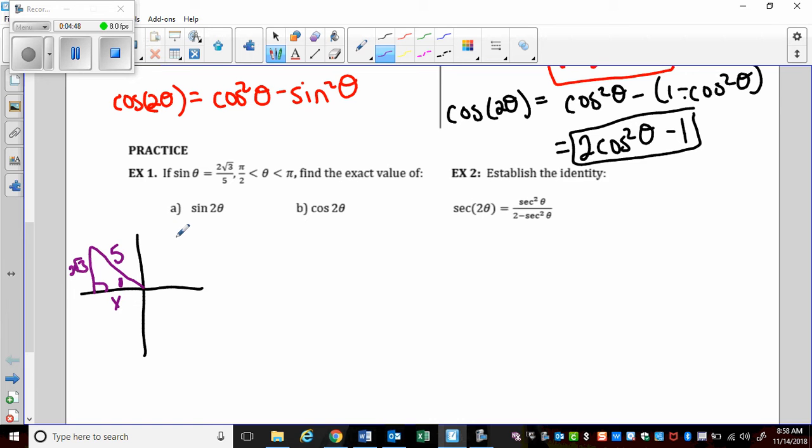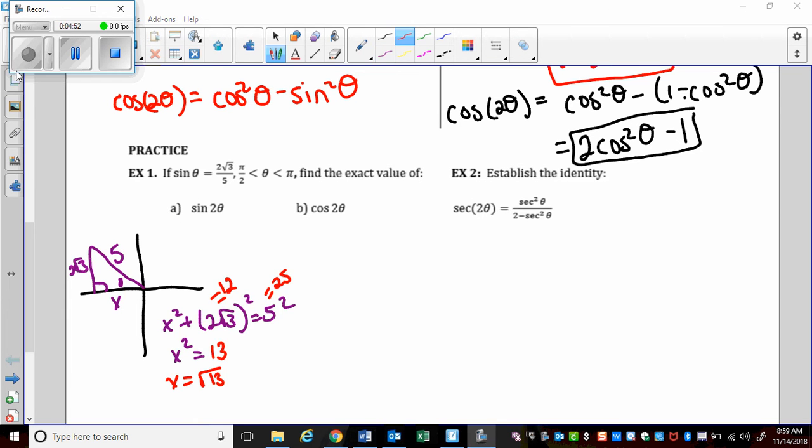So give me a second. Try it out. Alright guys, I got x equals either plus or minus the square root of 13. When I plug it in, it'll make sense. Since I am substituting it into the x values, and in this quadrant the x values are negative, it's going to be negative square root of 13.